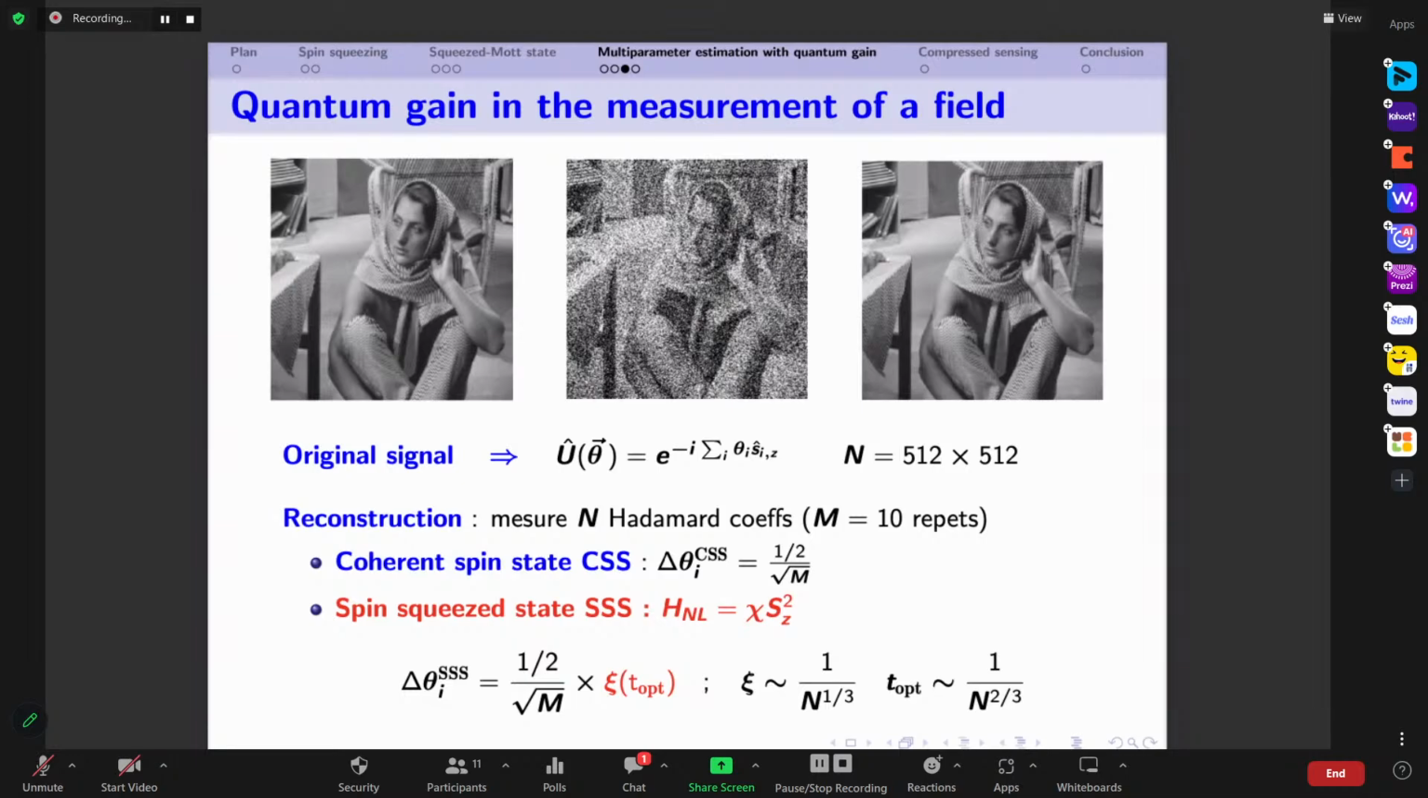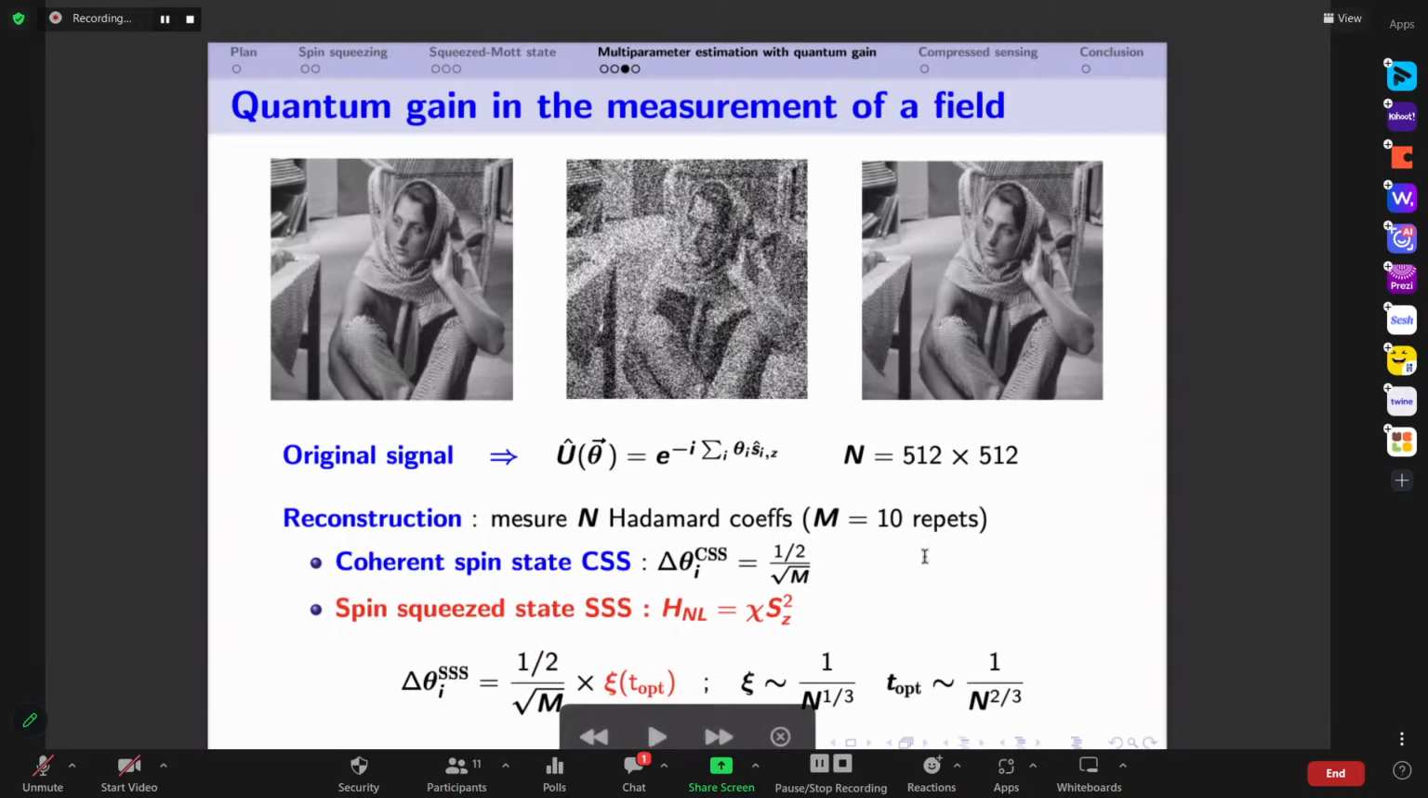For the same number of measurements, in the center, you see the result when you use an ensemble of independent atoms. And on the left, you see the results when you use an ensemble of spin-squeezed atoms by this SZ² squeezing mechanism.